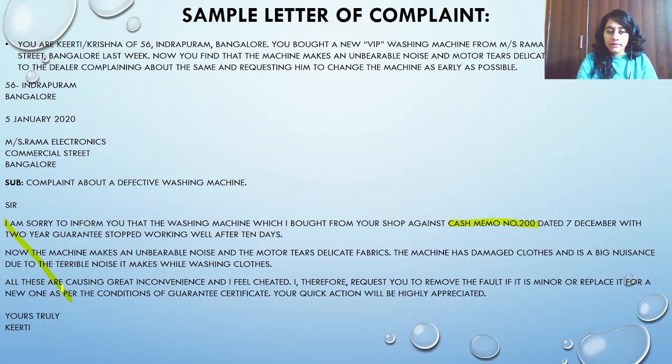In the concluding paragraph, all these are causing great inconvenience and I feel cheated. I therefore request you to remove the fault if it is minor or replace it. So you will either seek replacement or you will seek some solution to it or you will ask for a refund if it is possible within that warranty period. And your quick action will be highly appreciated. This is how you will go about it.